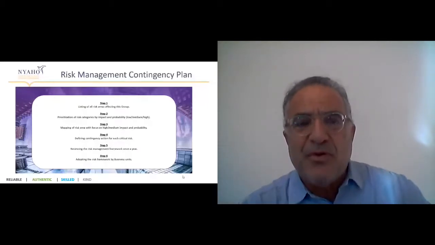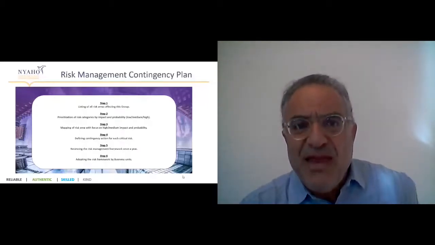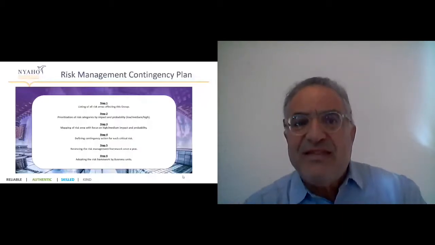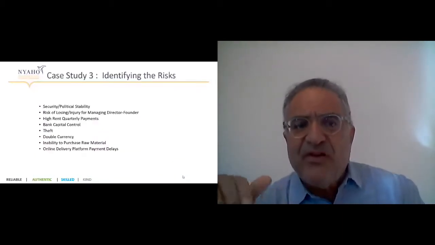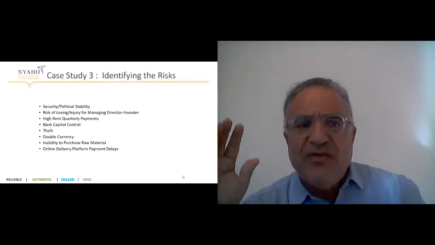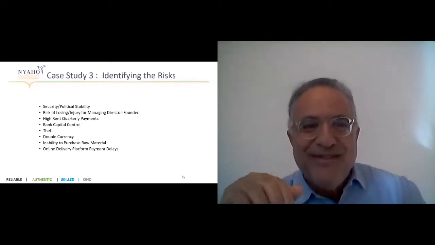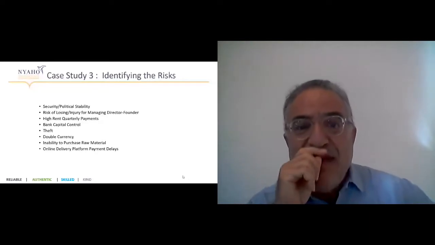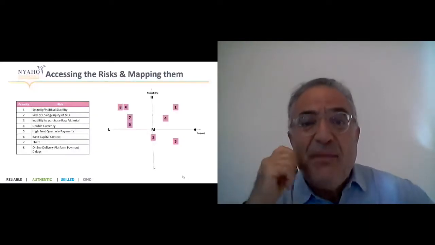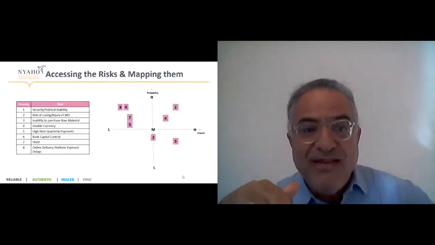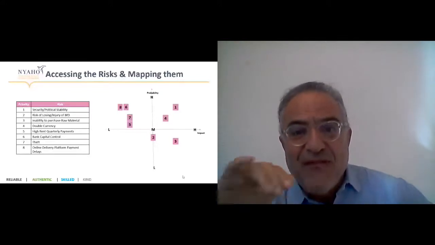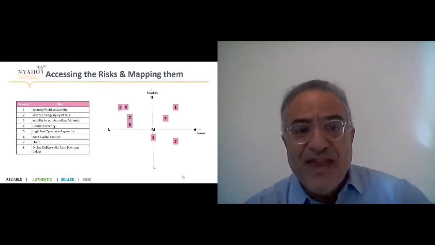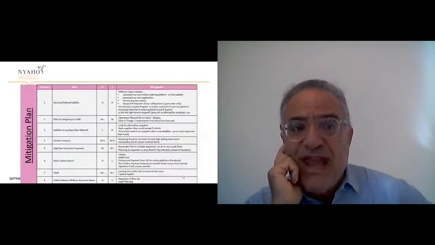So this is the whole process of building a risk management framework. This is an example. It's one of the companies that came in, we sat down, they listed their risk areas: capital control, theft, double currency, in our case, brutal currency, political risk, and etc. Then they mapped those in terms of probability and in terms of impact. They mapped those, and then for those risk areas, they came up with a mitigation plan.